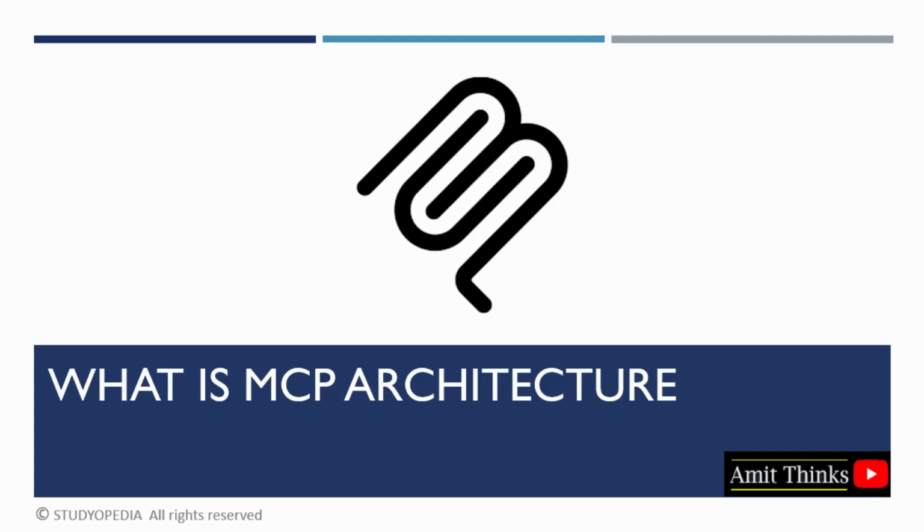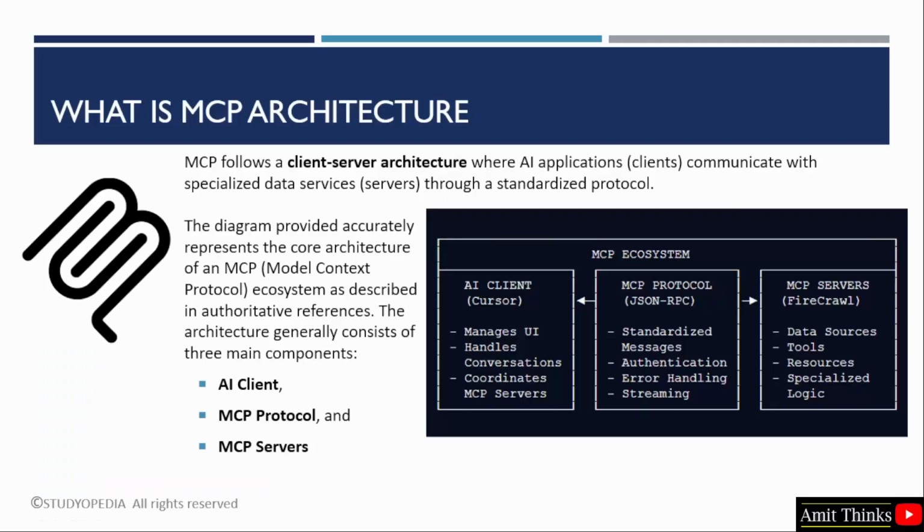In this lesson, we will understand the MCP architecture with its components. Let us start. The MCP is built on a client-server architecture, enabling seamless interaction between AI applications, which act as clients, and specialized data services that function as servers. This communication is facilitated through a standardized protocol ensuring consistency, reliability, and interoperability across different systems.